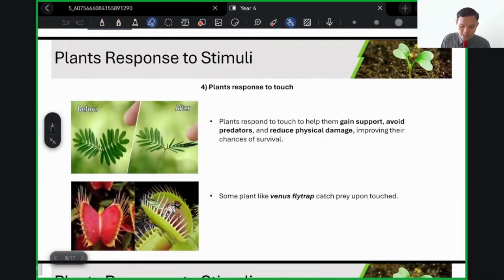Next, response from plants on touch, the fourth stimuli. Why does a plant respond towards touch? It is for them to gain support, avoid predators, reduce physical damage, and keep on surviving. But some plants like the Venus flytrap do use touch stimuli to catch their prey.